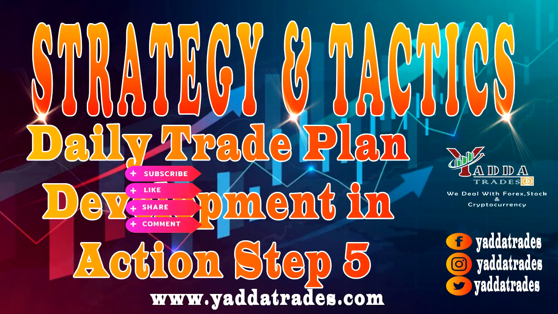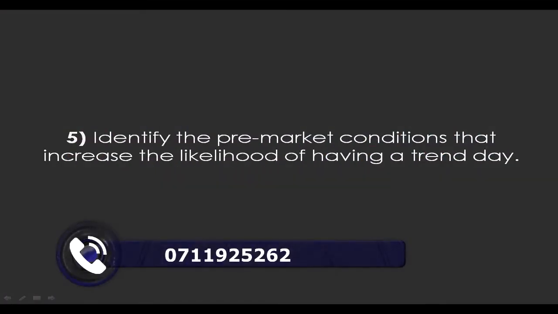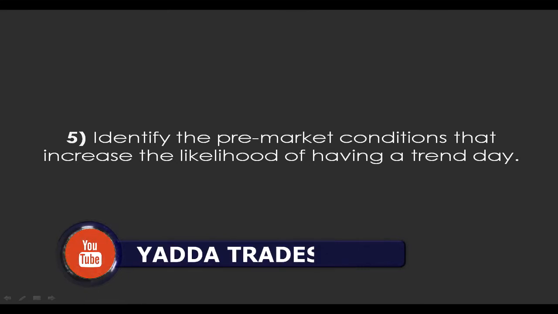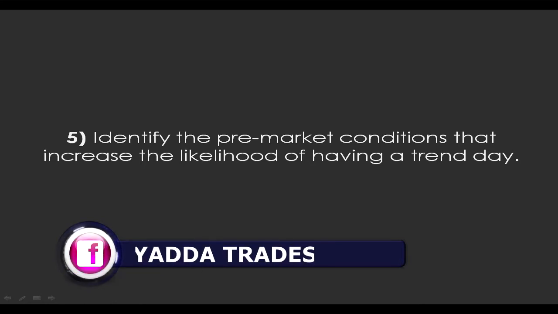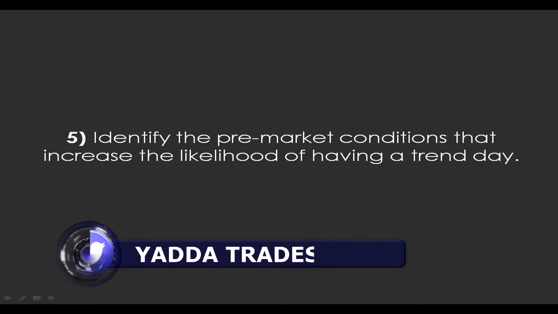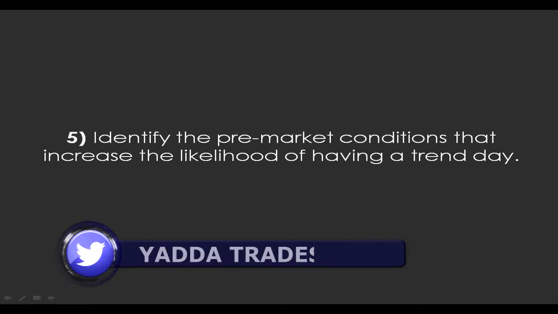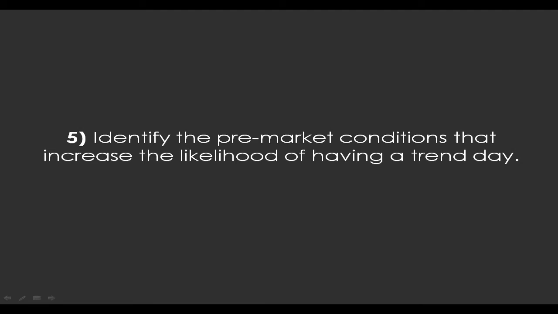And so now we get to step number 5 in our 6-step process. And this step is to identify the pre-market conditions that increase the likelihood of having a trend day. Now, if you remember, we mentioned earlier the strategy, which has an edge in the market, is to fade key reference areas on non-trend days and to try to get on board the trend on trend days. So it would make a lot of sense to have some good ways of identifying when we're likely to have a trend day, because that's the real determinant of how we're going to trade.